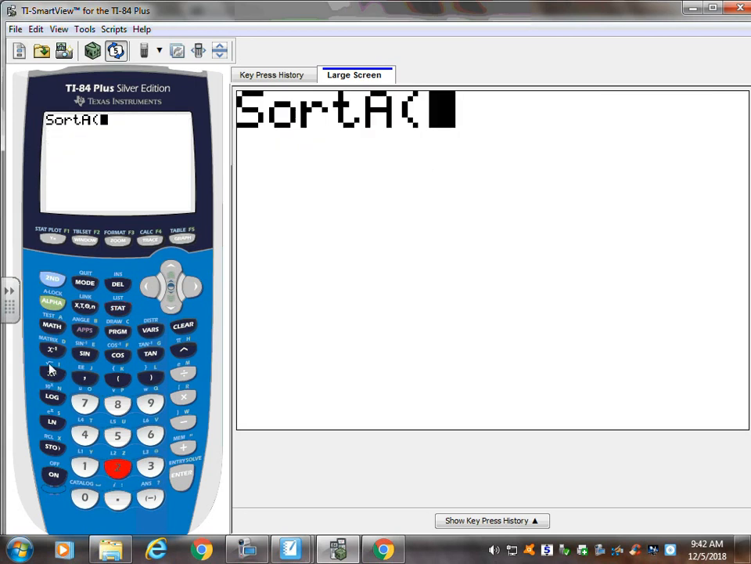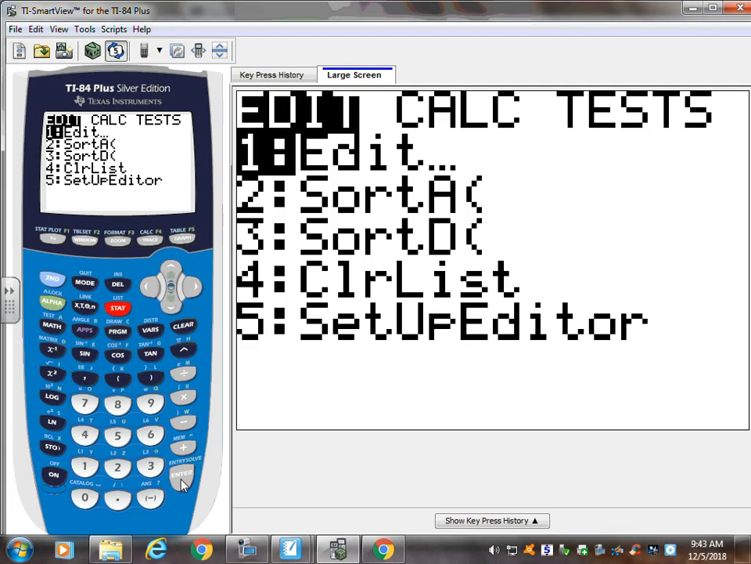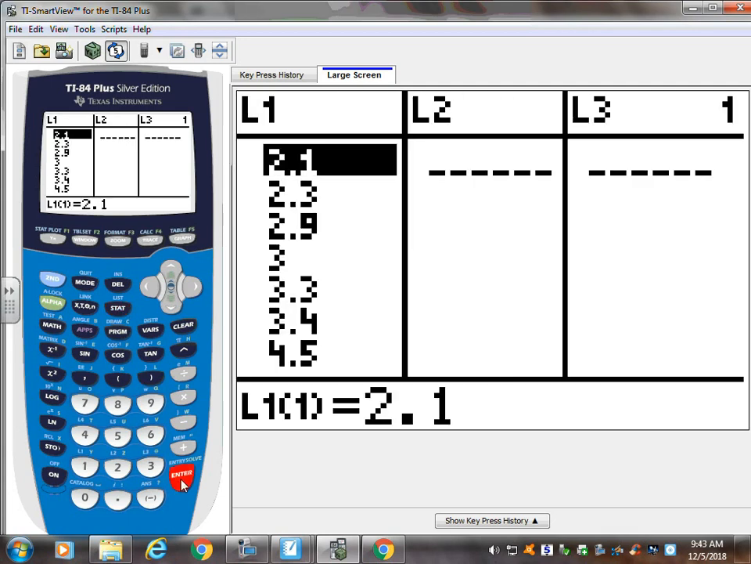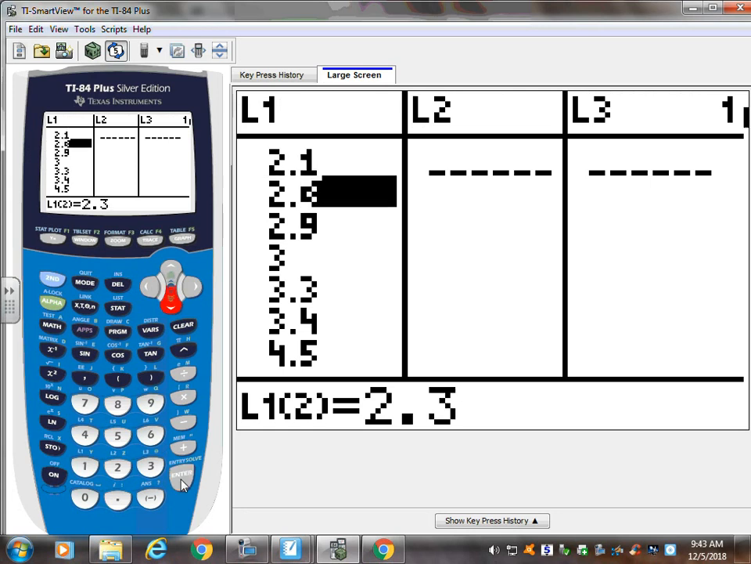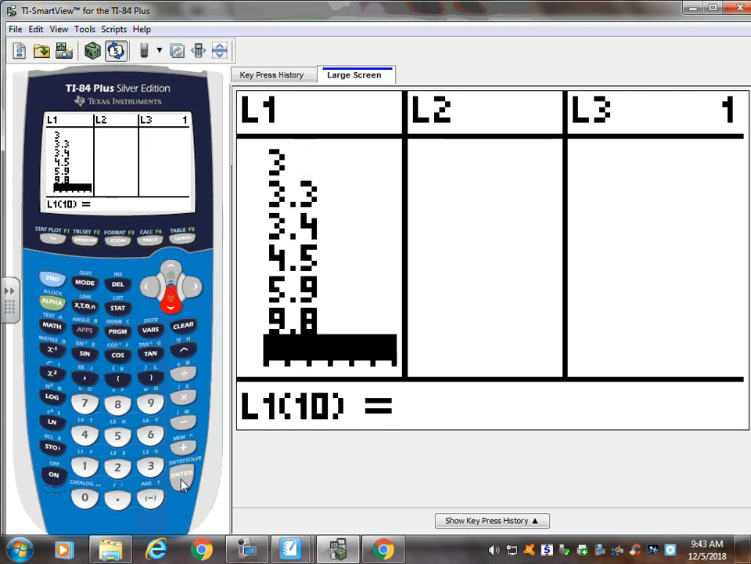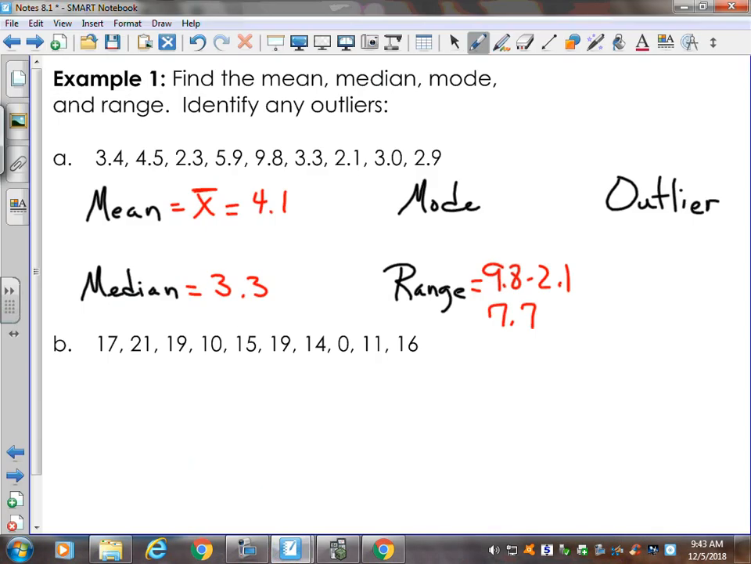And you tell it what column it's in. So I do second 1 because I want to do L1 right now. And I'm going to hit enter. Now, it doesn't show me anything, but now if I go back to stat edit, my numbers are in order and I can look at them and see if any of them repeat. Does that make sense? So I can go down and I can look at them and I'm saying, well, you know what? I don't have any repeaters. So do I have a mode? No. So then I would say none.